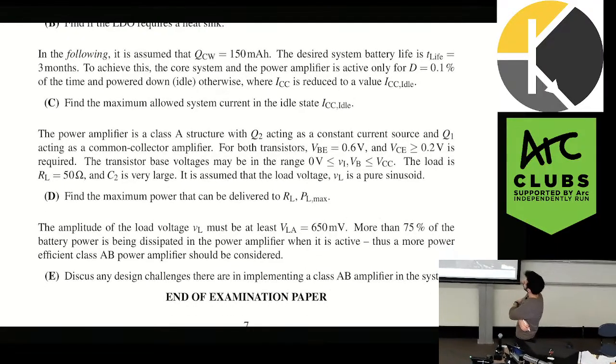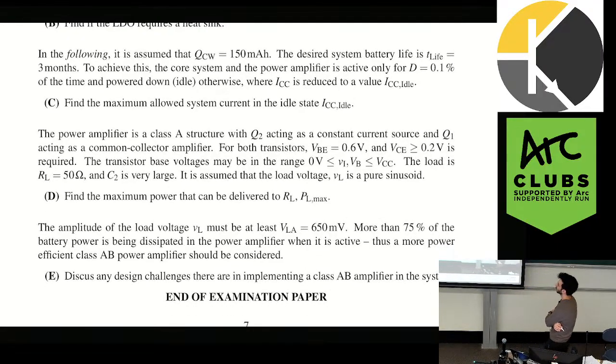So for both transistors, it gives us two values, so VBE equals 0.6 volts, and VCE greater than 0.2 volts is required. That's just to keep the transistor in the forward active mode. The transistor base voltages may be in the range VI greater than 0, VB less than VCC. The load is RL equals 50 ohms, and C2 is very large. It is assumed that the load voltage VO is a pure sinusoid. Find the maximum power that can be delivered to RL, PL max.